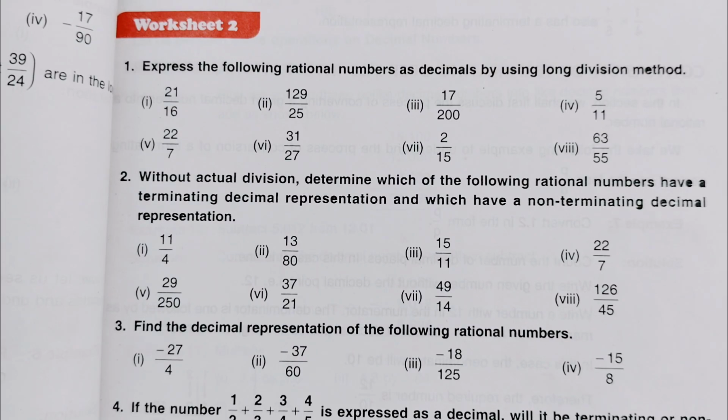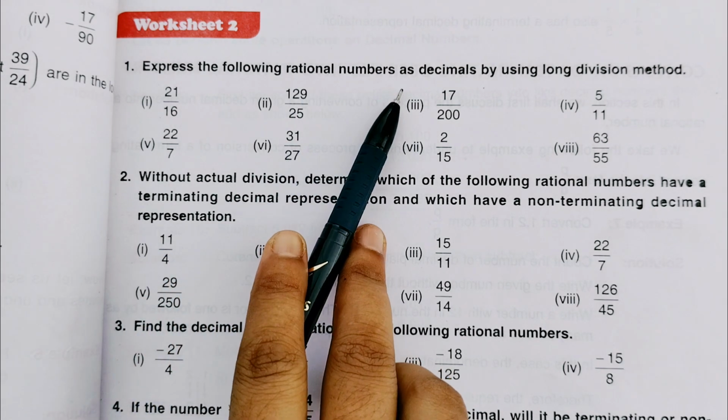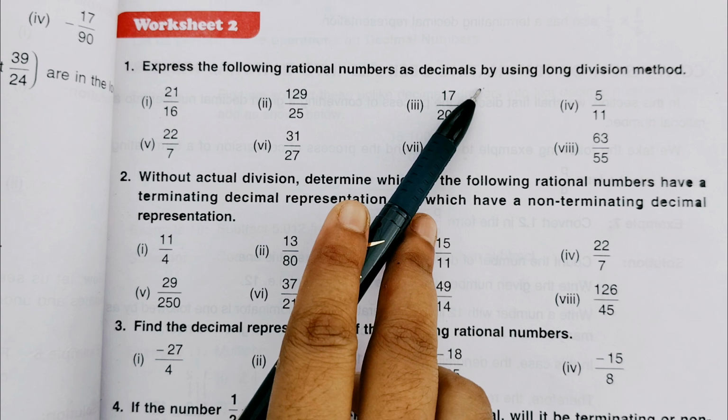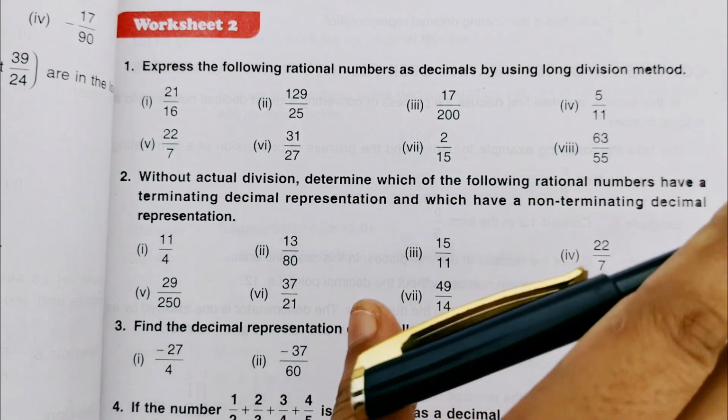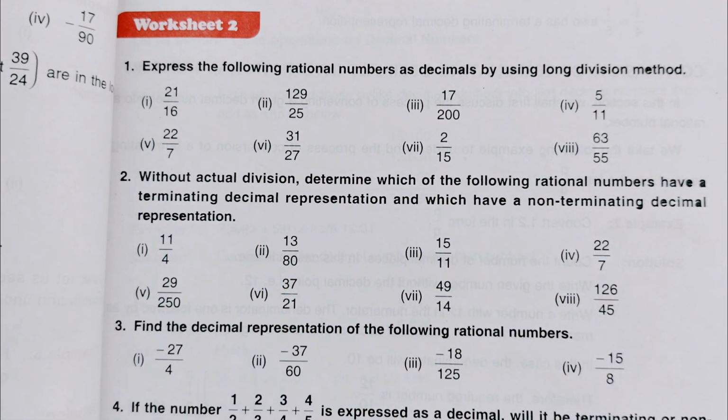Today I will discuss chapter 3 worksheet 2. Now we solve question number 1. Express the following rational numbers as decimals by using the long division method. 21 by 16.